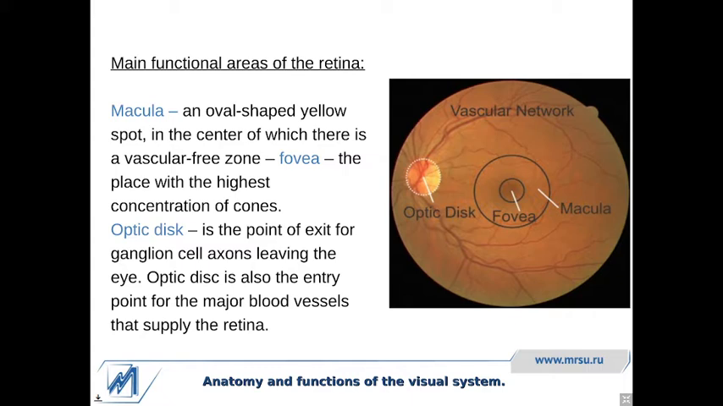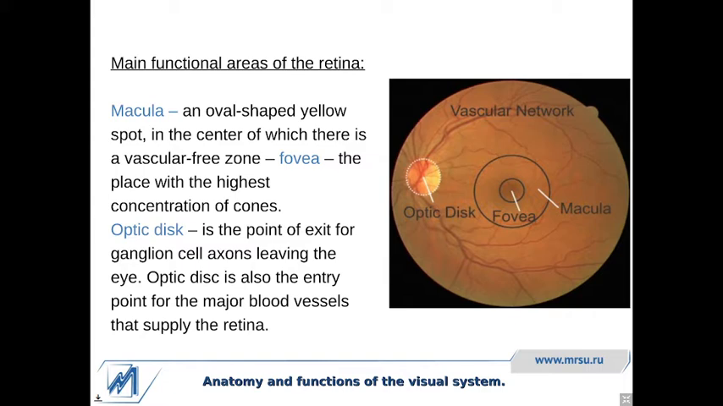Also, we have the optic disc in the fundus. The optic disc is a point of exit for ganglion cell axons leaving the eye. The optic disc is also the entry point for the major blood vessels that supply the retina. The optic disc normally has a yellow, pink, or pale pink color, clear borders, and a round or oval shape.